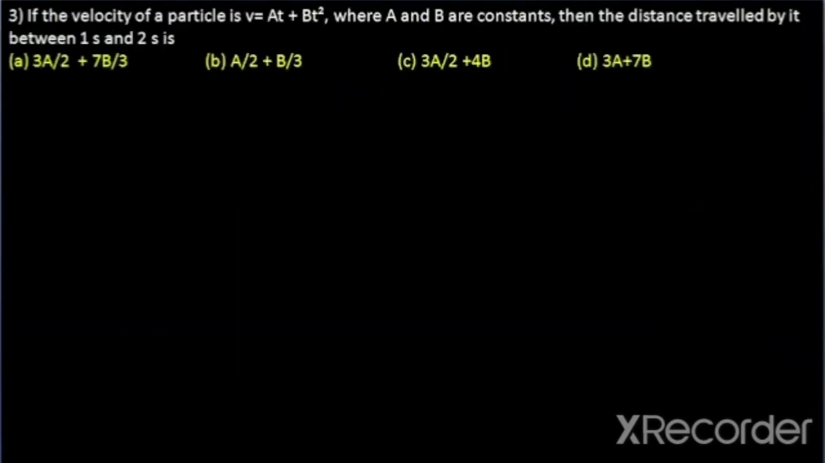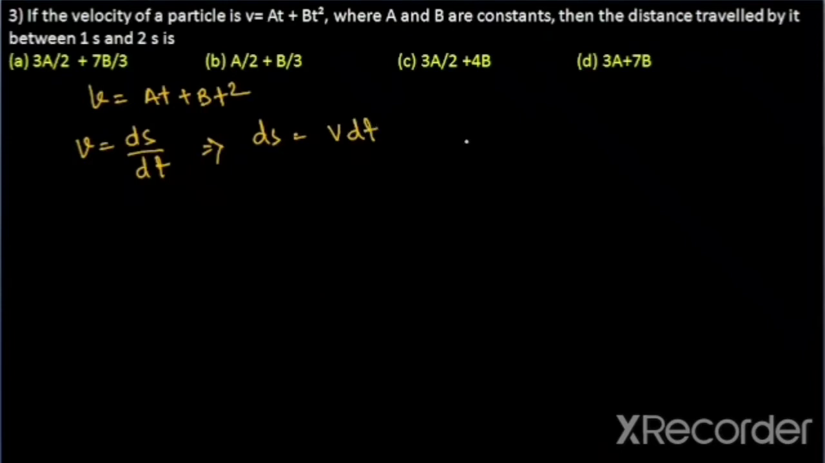Next is question number 3. If the velocity of a particle is v is equal to at plus bt square, where a and b are constants, then the distance travelled by it between 1 second and 2 seconds is. So v is given as at plus bt square. We know v is equal to ds by dt, which we can write as ds is equal to v dt and integrate ds from 0 to s. We have to calculate distance between 1 second and 2 seconds.